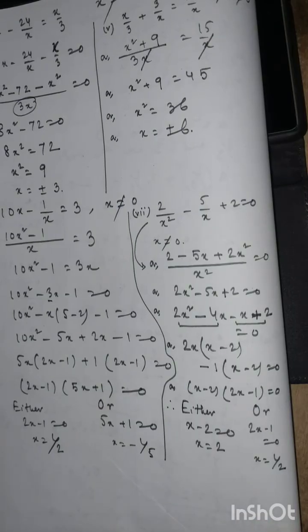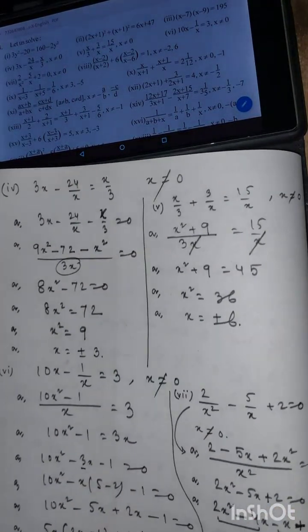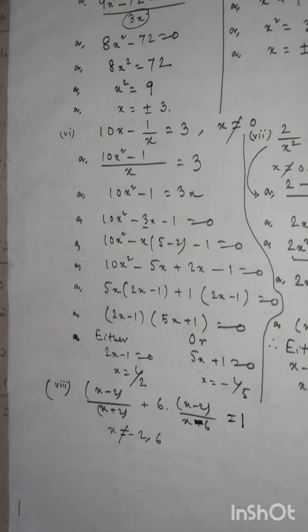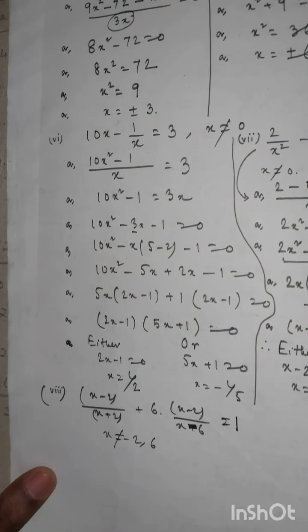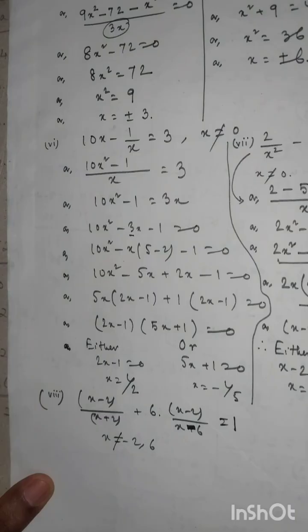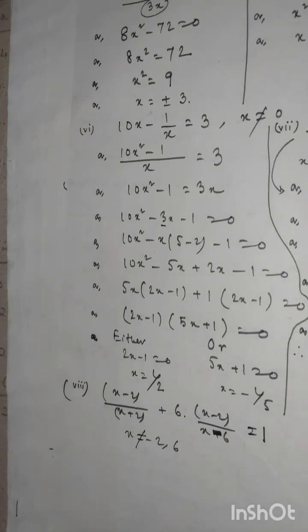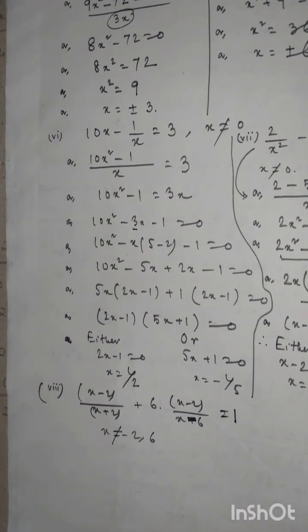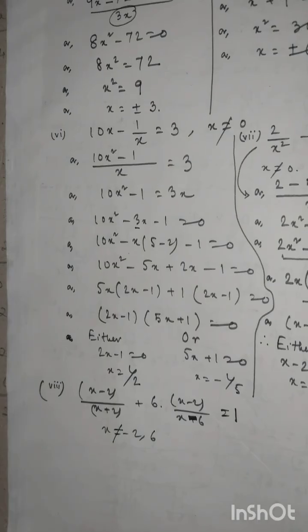Now let us do our next question, that is question number 8. Question 8 says x minus 2 by x plus 2 plus 6 into x minus 2 by x minus 6 equal to 1. Now let us solve it.